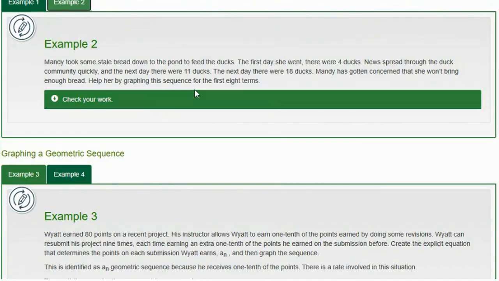Mandy took some stale bread down to the pond to feed the ducks. On the first day she went, there were 4 ducks. All right, let me write this down. First day, 4 ducks. The news spread throughout the duck community quickly, because you know how the duck community is. Man, rumors just run. Oh, and the next day there were 11 ducks. And the next day there were 18 ducks. And Mandy's concerned she won't bring enough bread. Help her by graphing the sequence for the first 8 terms.